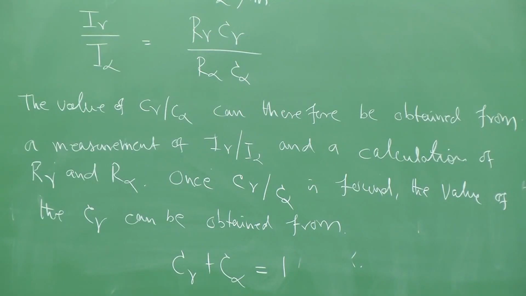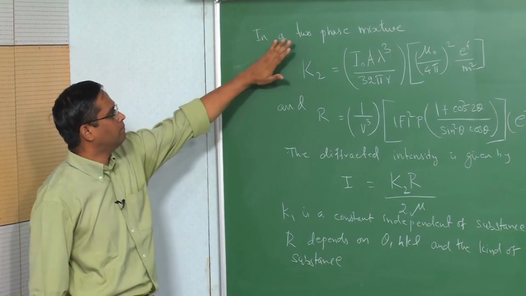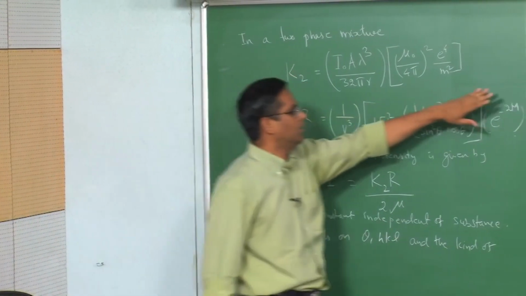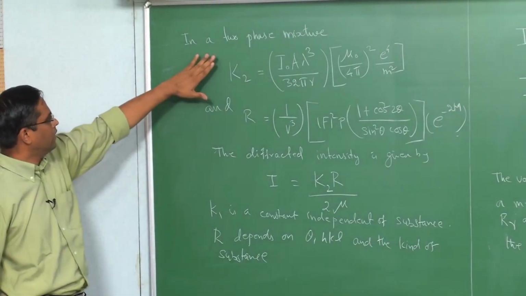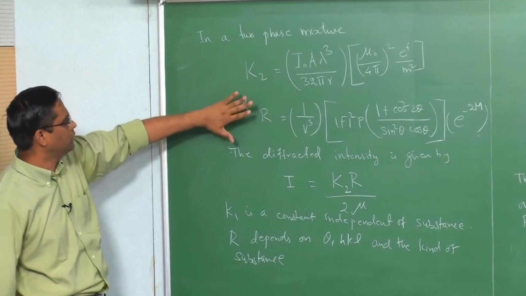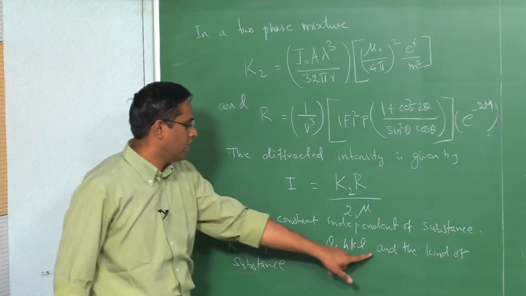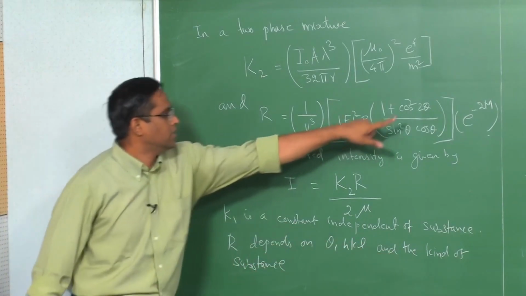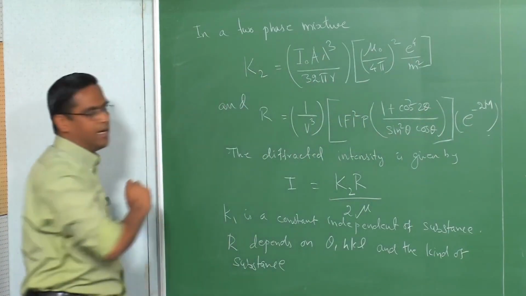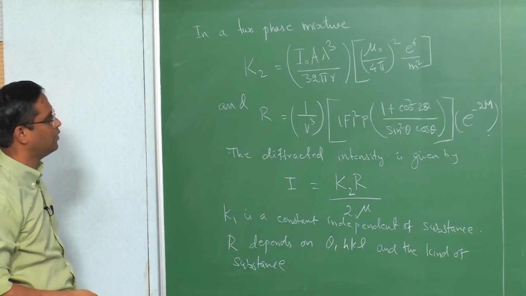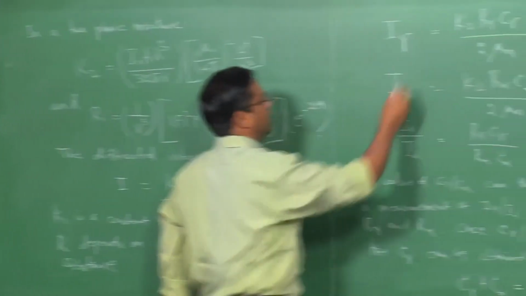Okay, what I have written here is, suppose you have a two-phase mixture, for example gamma and alpha in a mixture. You can write this intensity equation in two forms. One depends on theta, HKL and the kind of substance, that is R, which is completely substance dependent, and the other is a substance independent term. Then you can write this general expression for these two individual phases in a mixture.